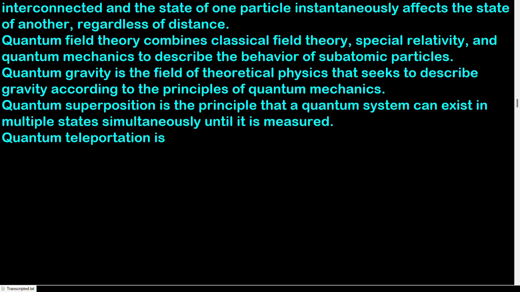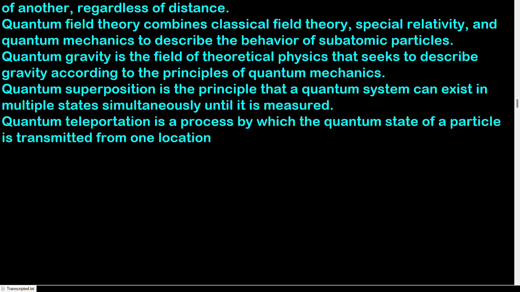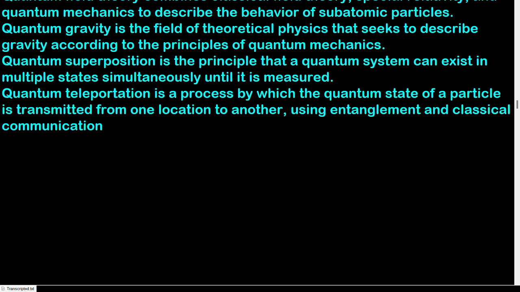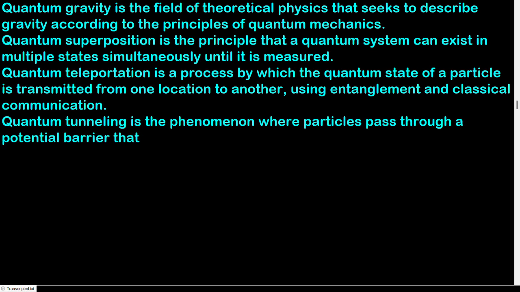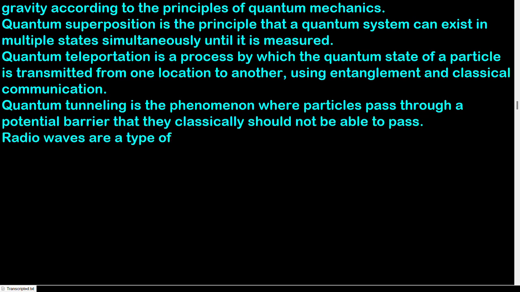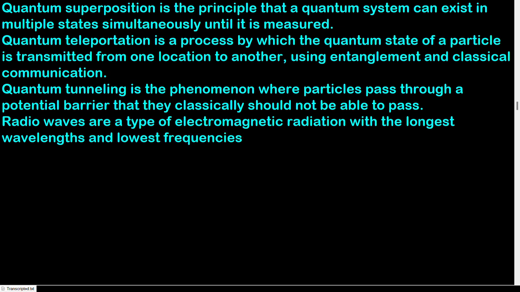Quantum teleportation is a process by which the quantum state of a particle is transmitted from one location to another, using entanglement and classical communication. Quantum tunneling is the phenomenon where particles pass through a potential barrier that they classically should not be able to pass. Radio waves are a type of electromagnetic radiation with the longest wavelengths and lowest frequencies.